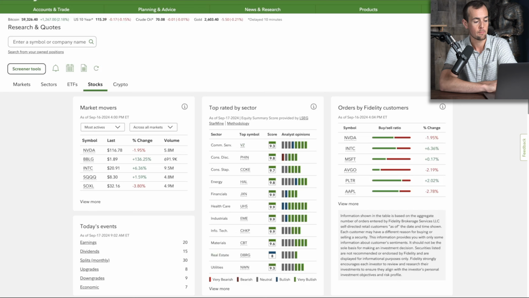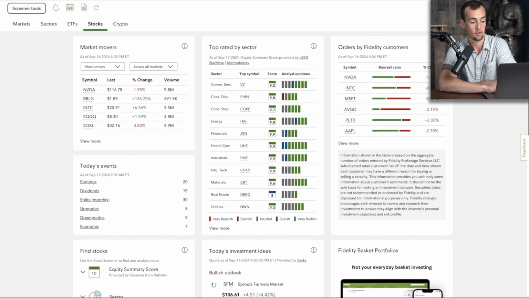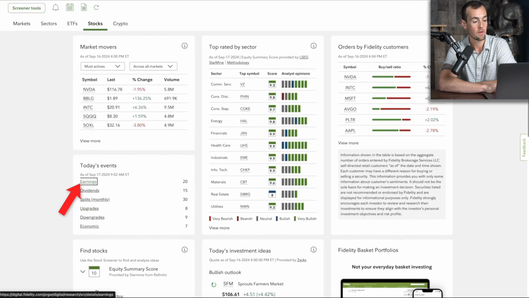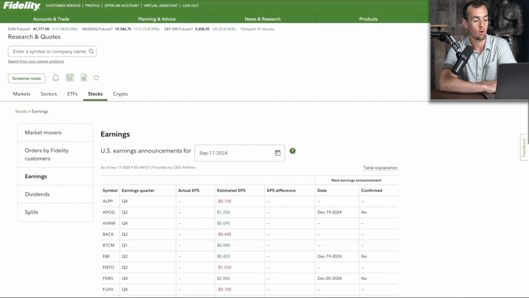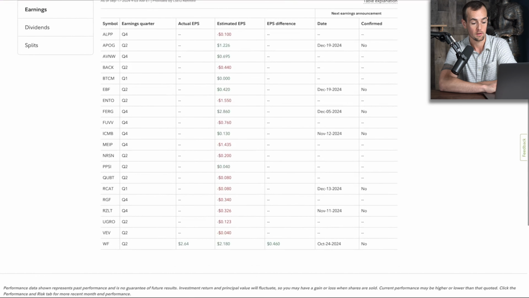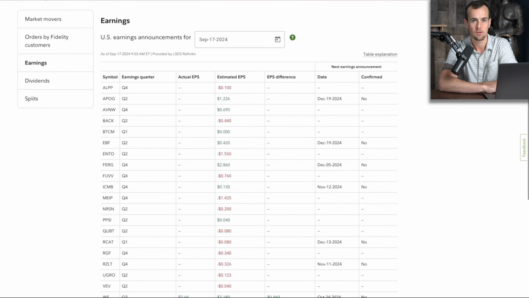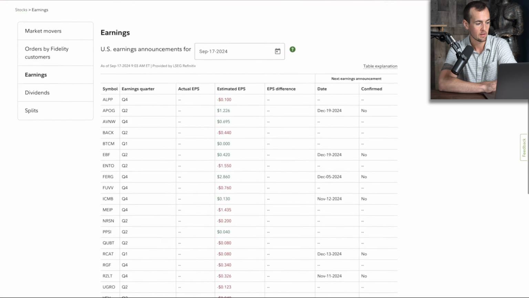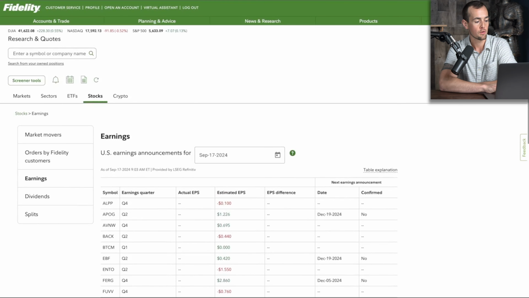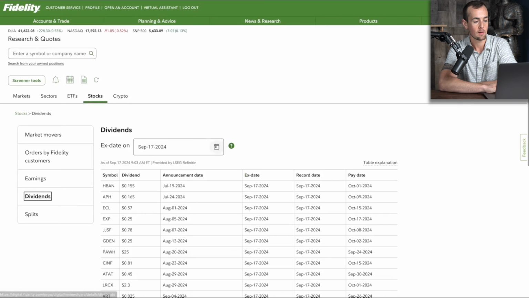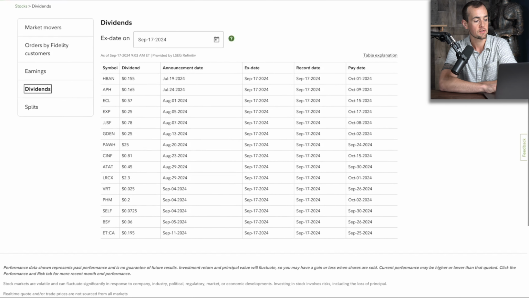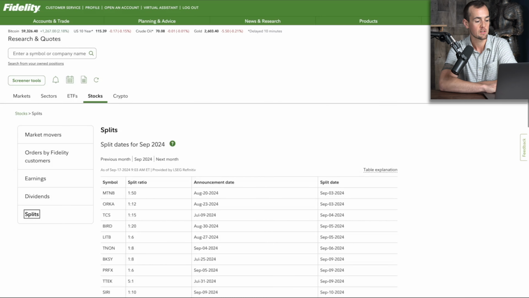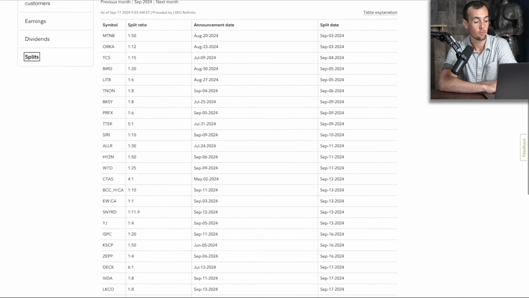But let's say, for example, you are looking for companies that are reporting earnings soon. You can click here, and this is going to give you a list of companies that are all expected to be reporting earnings soon. Now, it's not recommended to trade stocks around earnings, but again, this is where you would find that. You can also find companies with upcoming dividend payments by clicking on this, and this is going to show you companies that have stock splits that are planned out in the foreseeable future.